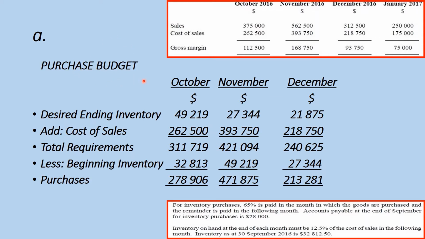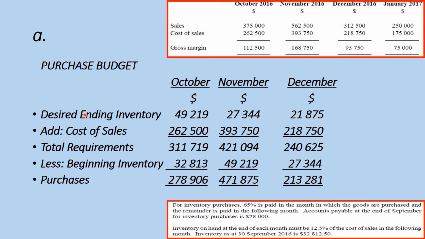We are required to do a purchases budget for the three months ending October, November, December. That's the last quarter of the year. I have brought over here the information from the question that we will need, and similarly over here. You cannot do a purchases budget if you don't know this formula on the side here. There are some things in accounting that you have to memorize. This is one of them.